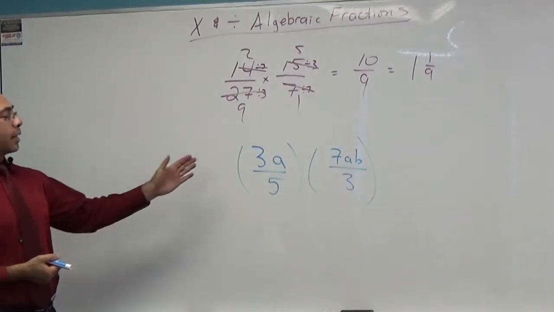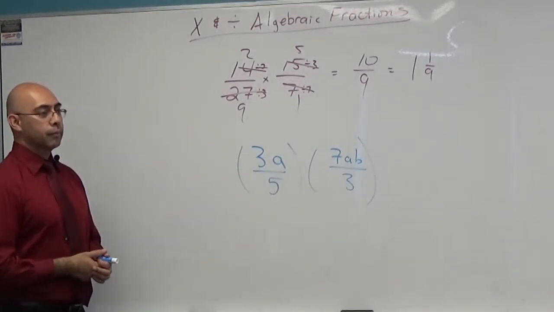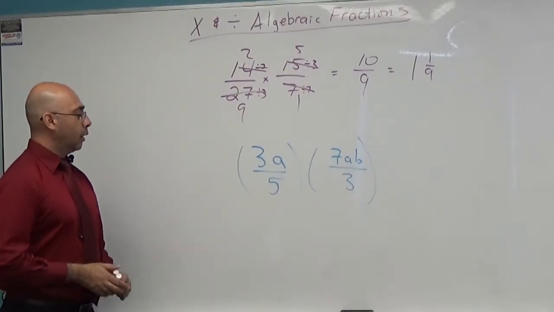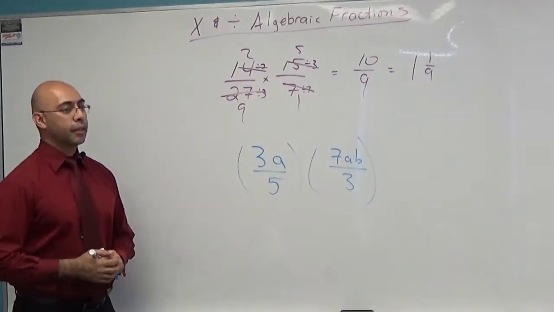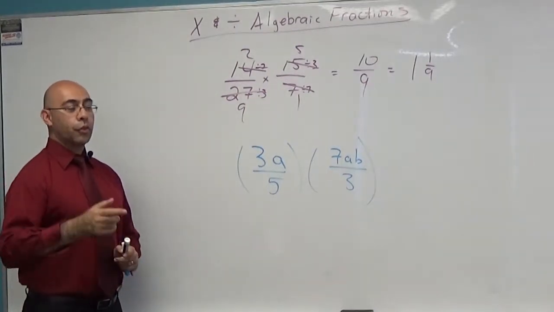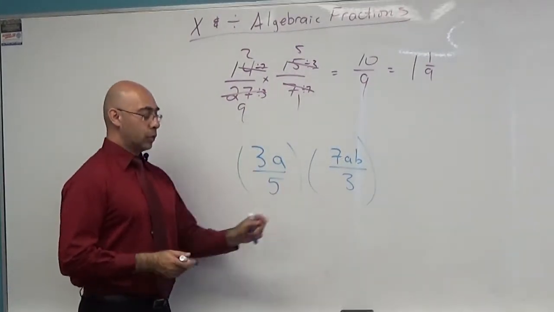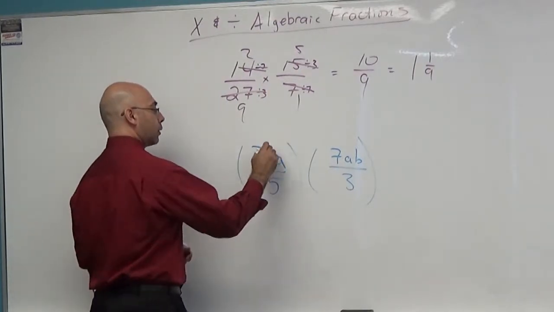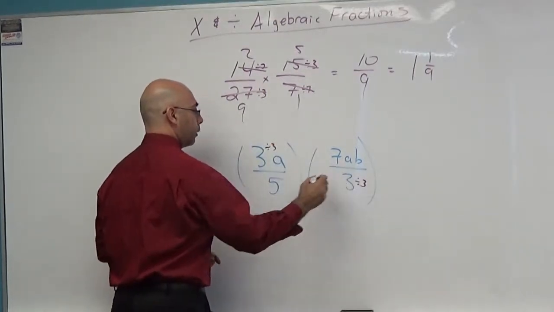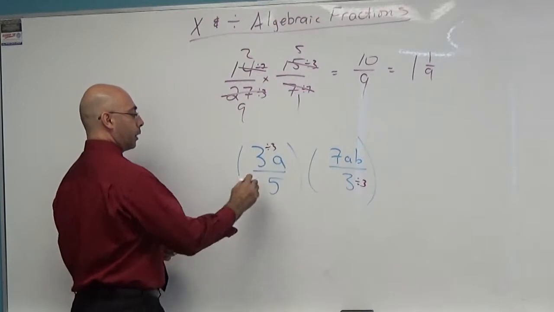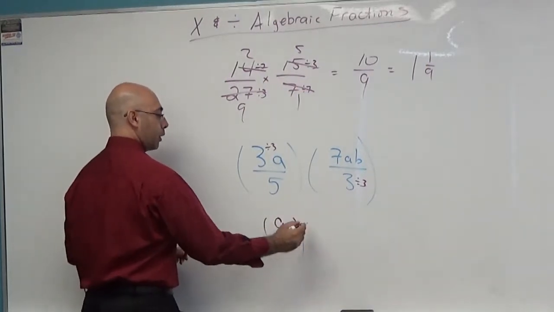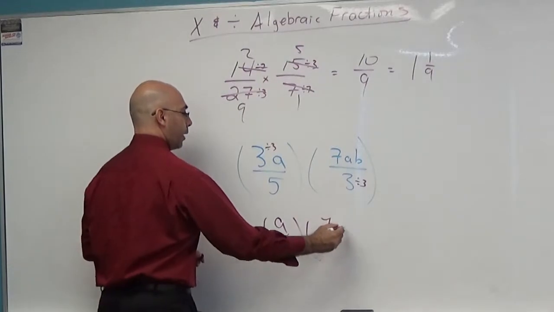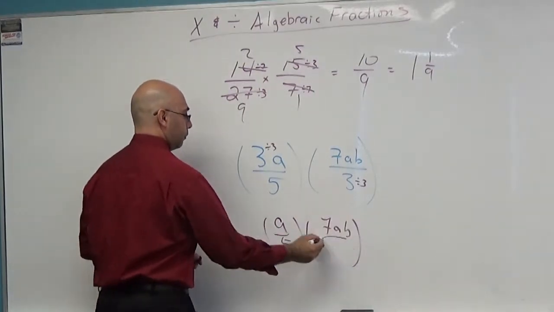Is there anything on the top and bottom that I could reduce? Yes. Let's see, I have an a up here, but I don't have any a's down here. So there's nothing on the top and bottom. The 3 I can reduce by 3 up here. What's 3 divided by 3? 1. So this becomes an a over 5. This becomes a 7ab over 1.